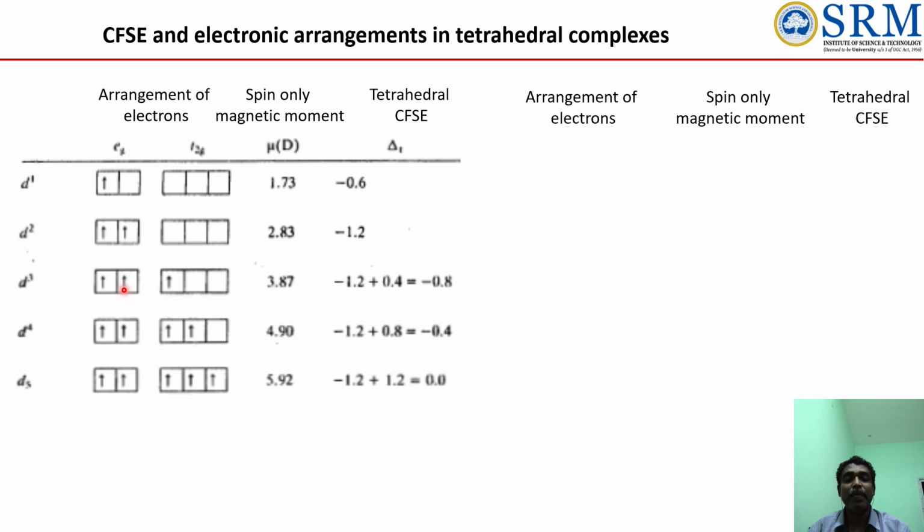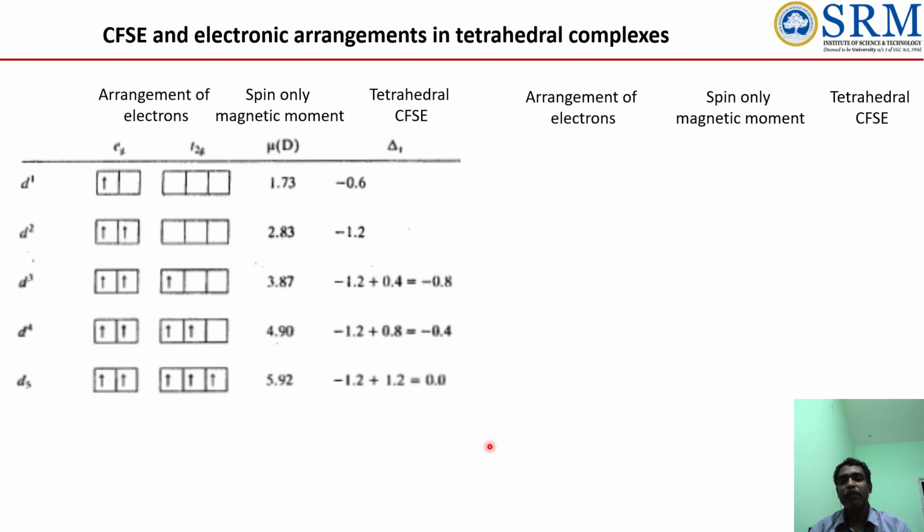So in this case you have d3. All you have is 0.12 stabilization, 0.4 destabilization, and net CFSE stabilization is 0.8. Whereas in the case of the d4 system, you have a stabilization of 0.4. For this d5 system, the CFSE is 0.